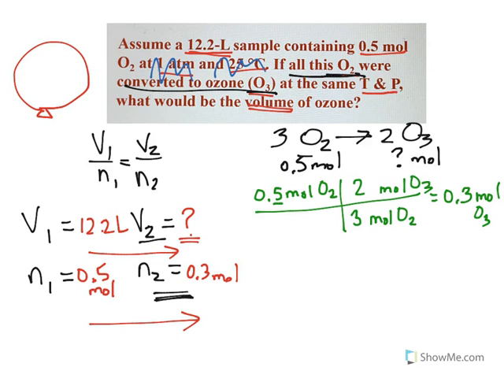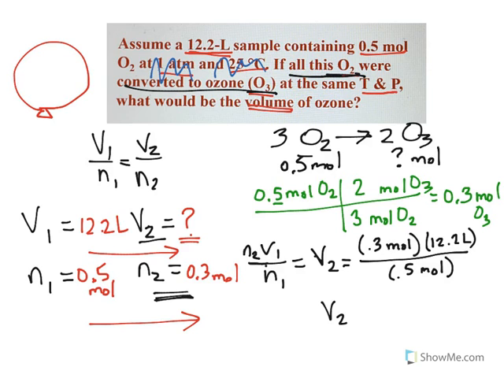So if we want to solve for V2, you've got V1 over N1 equals V2 over N2. We can isolate V2 by multiplying both sides by N2. And when we do that, V2 is equal to V1 times N2 divided by N1.